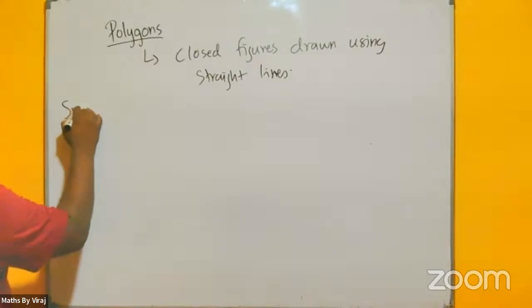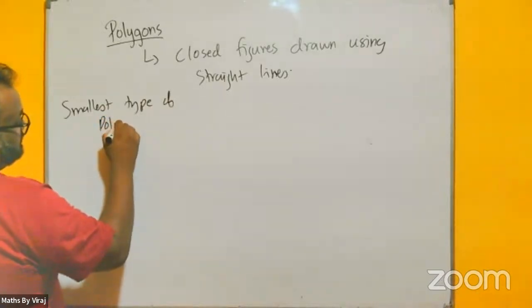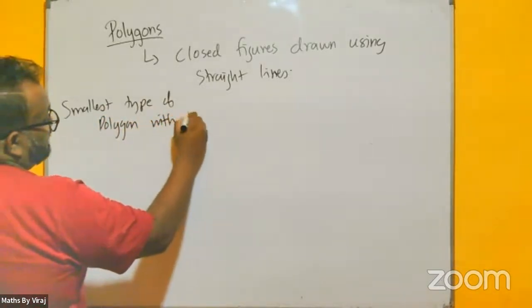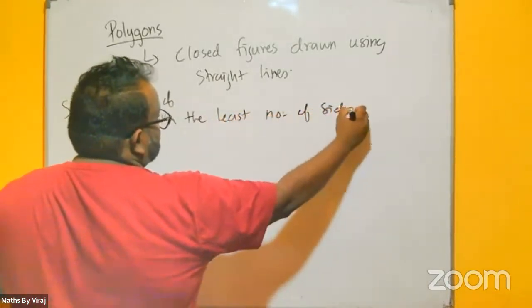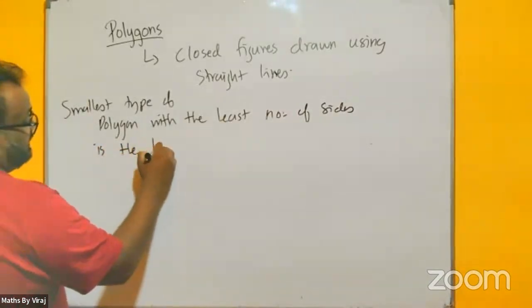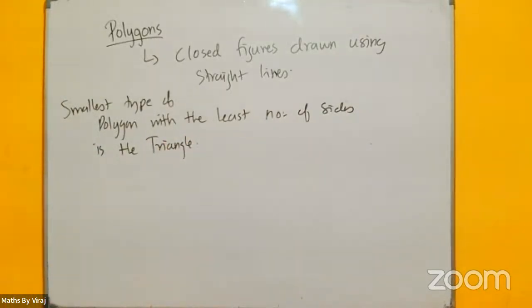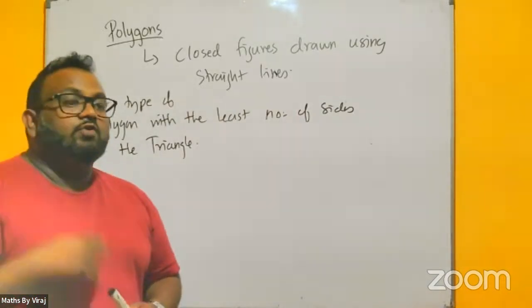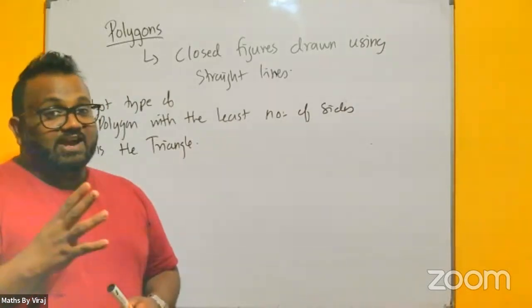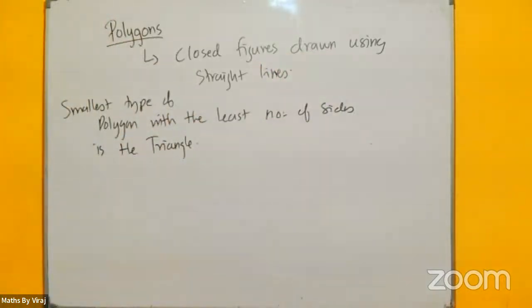And the smallest type of polygon with the least number of sides is the triangle. 3 sides, triangle. 4 sides, quadrilateral. 5 sides, pentagon, hexagon, heptagon, octagon, nonagon, decagon. There you go. That's a lot. Therefore, the smallest type of polygon with the least number of sides is the triangle.